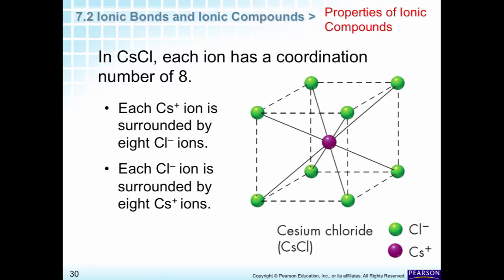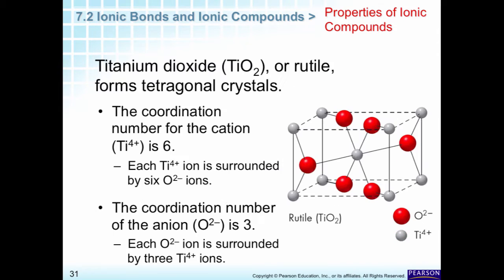Okay, cesium chloride is a little bit different. Okay, it forms this kind of 3D structure where it's surrounded by 8 chlorides. Okay, so this is another type of crystal. Okay, and each crystal has different formations that repeat over and over in the crystal formation.